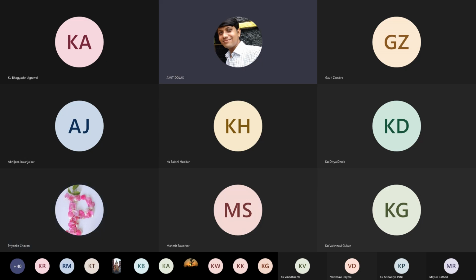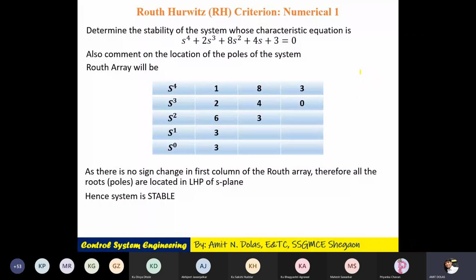Who is speaking? Yeah, Priyanka. It is 1, 2, 6, 3, 3. So based on this answer, is the system stable or not? The system is stable. Yes, because all the coefficients in the first column are positive and there is no auxiliary equation, so no need to think of calculating the roots or the poles of the system. I'll again share my screen and I'll come back to you, those who may have had a problem while solving this numerical.